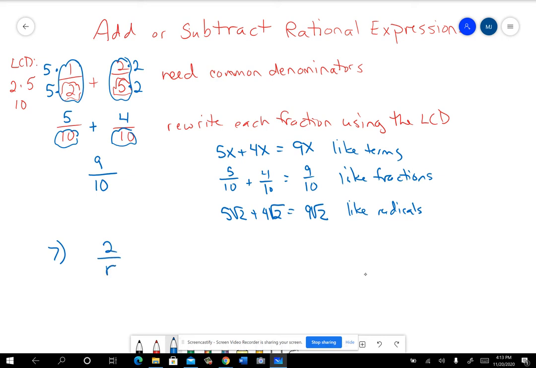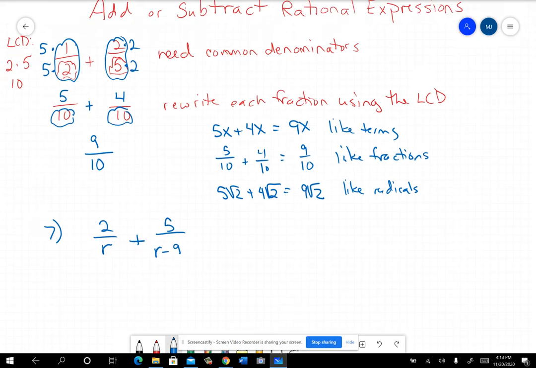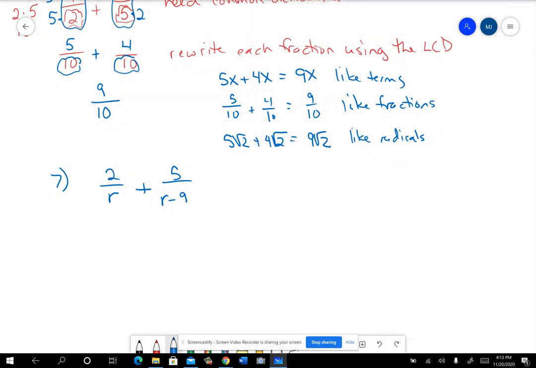So we have 2 over r plus 5 over r minus 9. All right, so we're just adding. We don't have an equation. We can't clear the fractions. So what we're going to do is look for the LCD. That's r times r minus 9. I need the r for this, and I need the r minus 9 for that. Okay. Remember, this is r minus 9 all together, so you can't separate the r and the 9. All right, so my LCD is going to be r times r minus 9. That's what I want my new denominator to be. I want it to be r times r minus 9 on both of these.